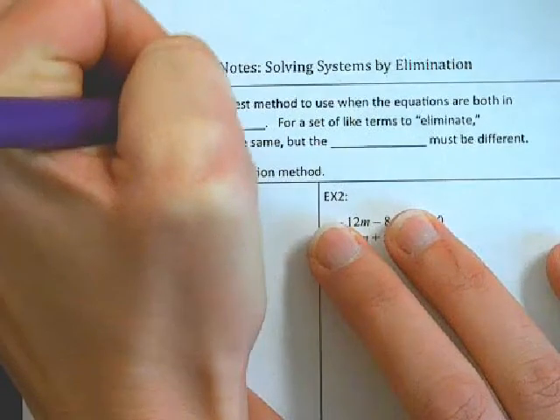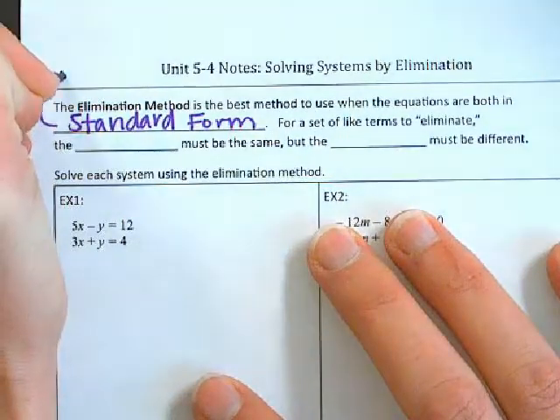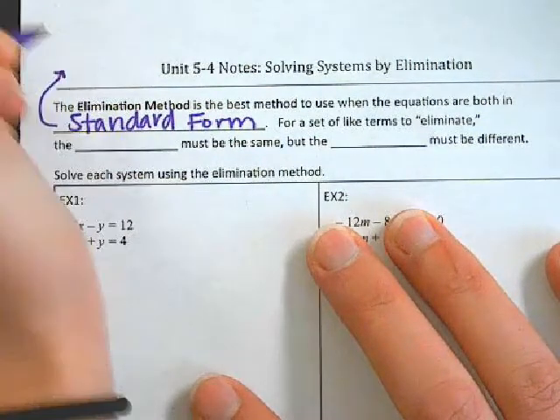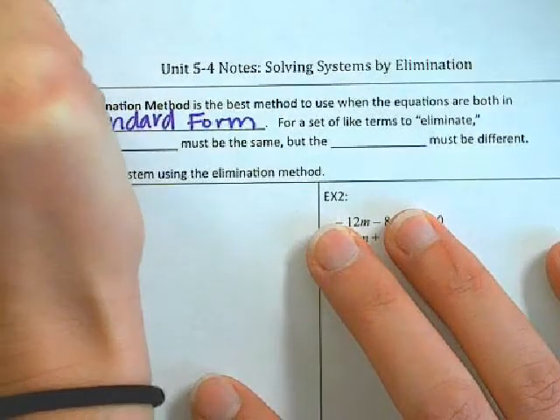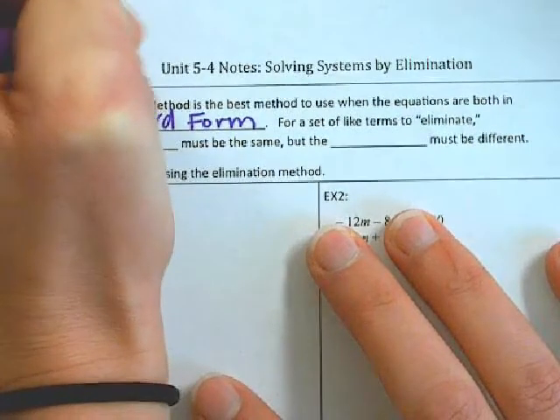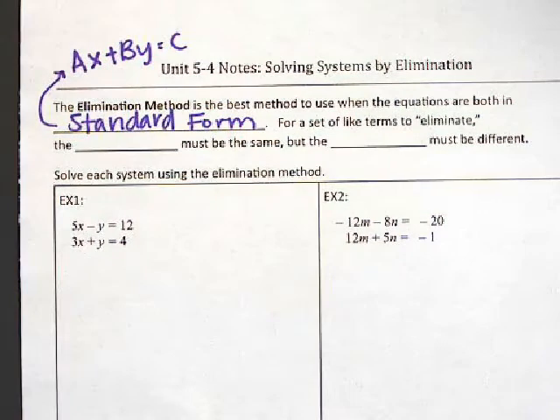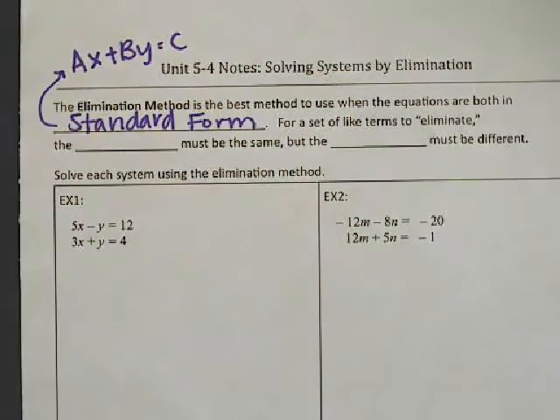It says, the elimination method is best used when the equations are both in standard form. What is standard form? Let's look on our stuff. AX plus BY equals C. Okay, if you look at these equations, are they in standard form? Yes, they are. AX plus BY equals C.